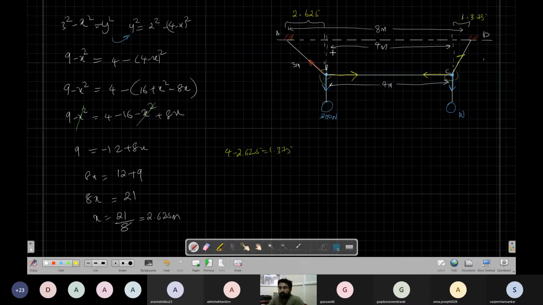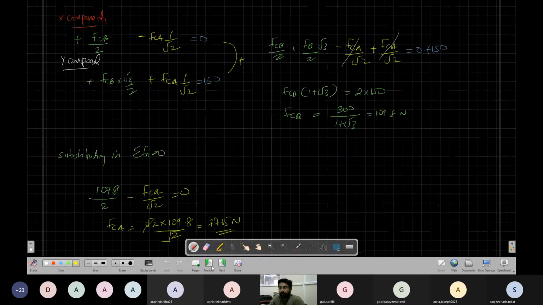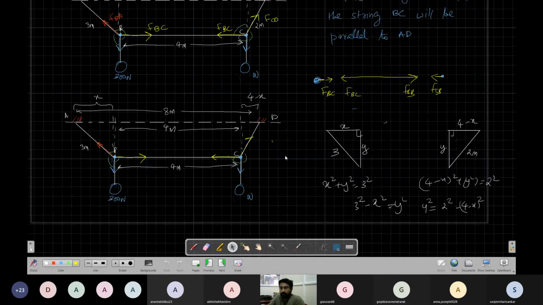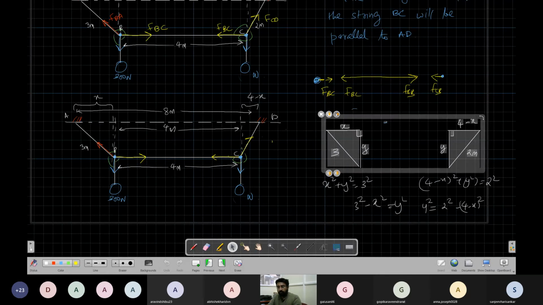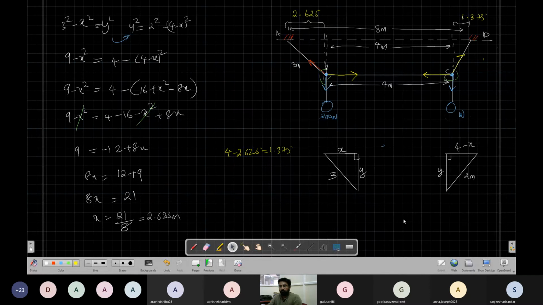Right? Now we can find this angle. We know that this is 2.625 and this is 1.375. So let's call this theta and let's call this phi. Okay. So we know that sine theta equal to 2.625 by 3. And we also know that sine phi equal to 1.375 divided by 2.